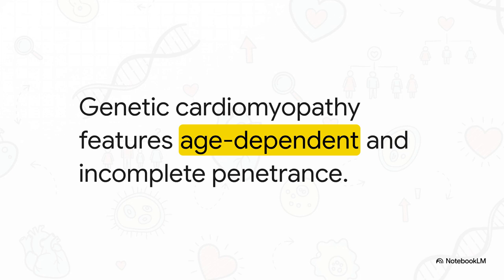Genetic cardiomyopathy features age-dependent and incomplete penetrance. So what does that actually mean? It means that having the genetic mutation doesn't mean you are born with a structurally abnormal heart. The disease develops and reveals itself over time, usually in adolescence or adulthood, and some carriers might literally never manifest the disease at all.